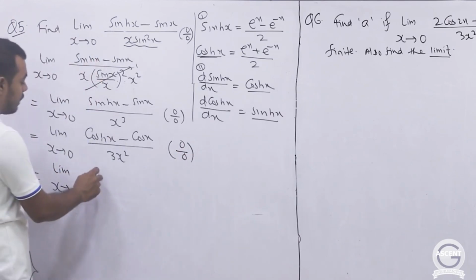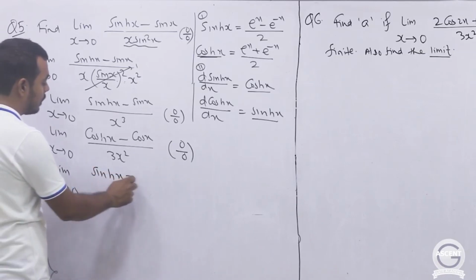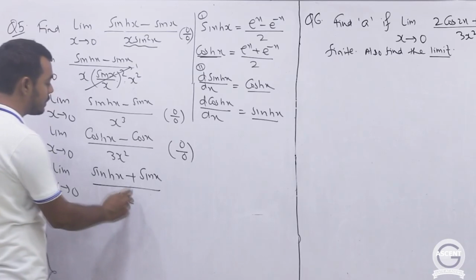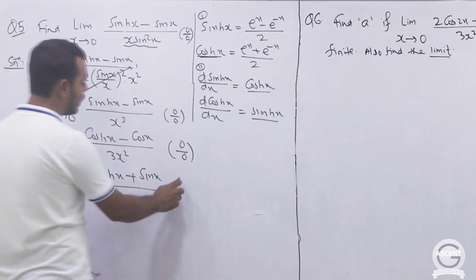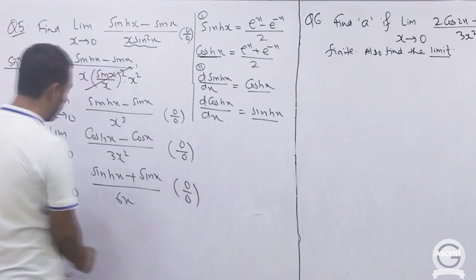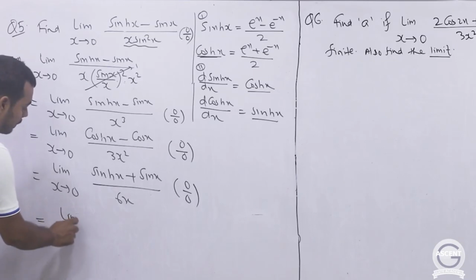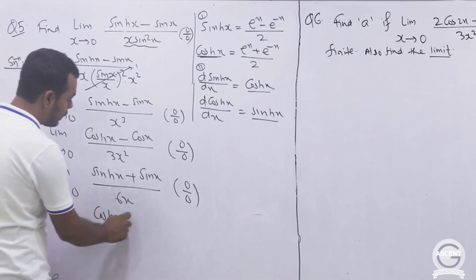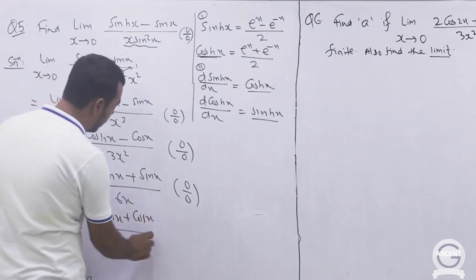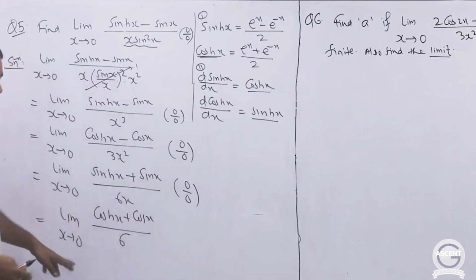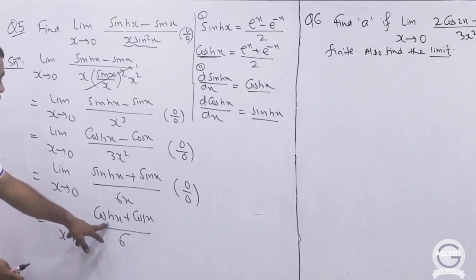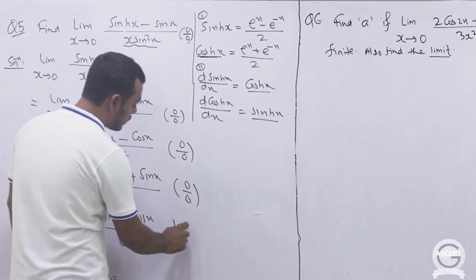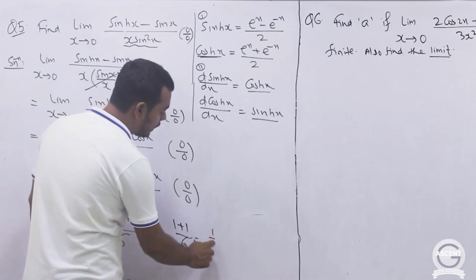If I differentiate, I will get hyperbolic sine, the derivative of minus cos will be plus sine, and this is divided by 6x. Again we are getting a 0 by 0 indeterminate form. Differentiate one more time and you will get (hyperbolic cosine plus cosine) by 6. Now if you place x equals 0, then this will give you 1, 1 and 6 from here. So (1 plus 1) by 6, this will be 1 by 3.